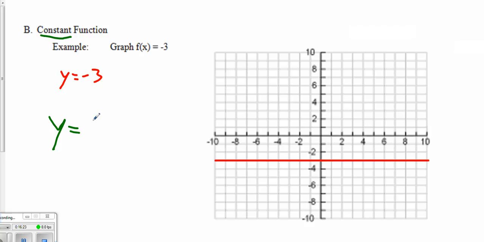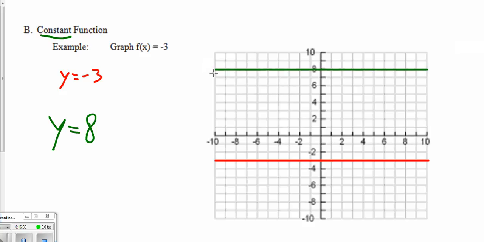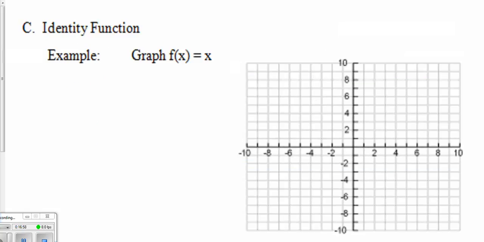So what if I had y equals 8? In that case, I guess we could call it f of x equals 8 to keep it in our function notation. Well, we would just put a straight line right across at 8. Okay? In this way, we can notice that a constant function is just a horizontal, flat, straight line. Okay? Any constant function will just be f of x equals some number, and it'll graph a straight horizontal line. The last one we're going to look at in this video is called the identity function.